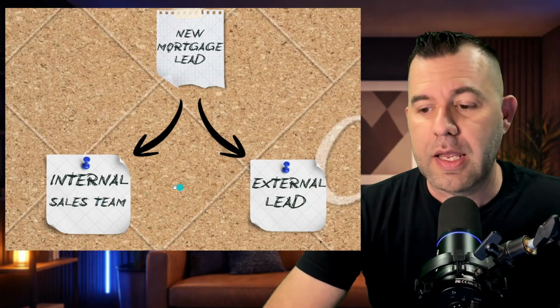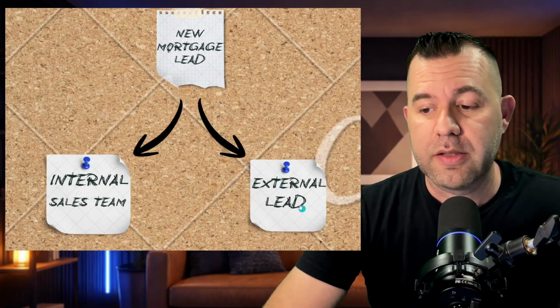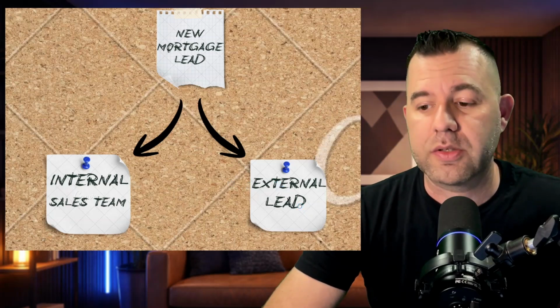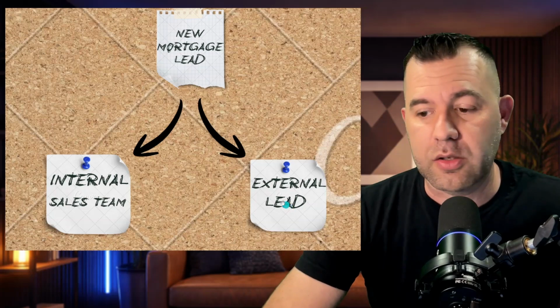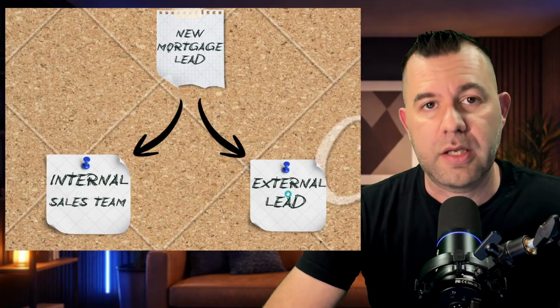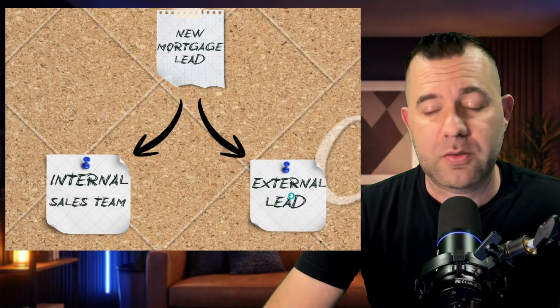Then if their first rep doesn't answer, it hits a team pool, so everybody gets a shot at calling the lead. At the same time, in parallel to that, there's external notifications going to the lead, text messaging and whatnot to get them to book a call. And also this is where the AI will then interact with them if they reply back. And that's what happened in this case.